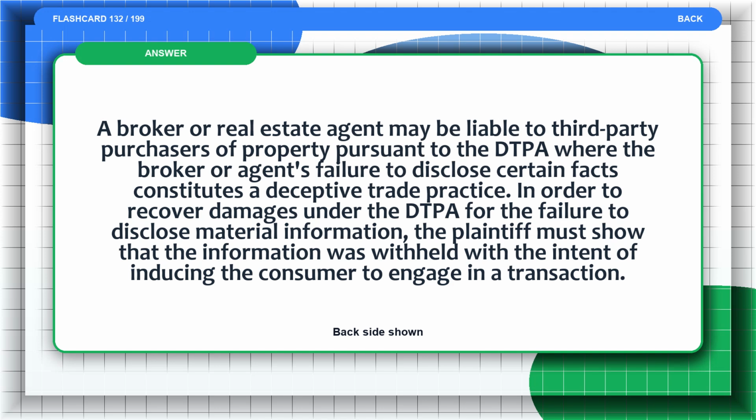The answer is, a broker or real estate agent may be liable to third-party purchasers of property pursuant to the DTPA where the broker or agent's failure to disclose certain facts constitutes a deceptive trade practice. In order to recover damages under the DTPA for the failure to disclose material information, the plaintiff must show that the information was withheld with the intent of inducing the consumer to engage in a transaction.